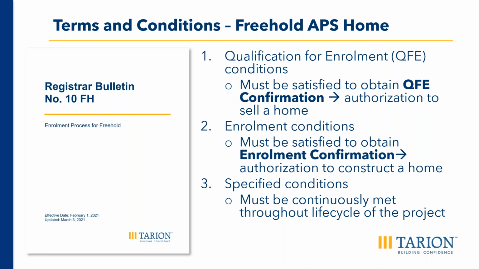The life cycle of a project for a freehold agreement of purchase and sale home is from the time the conditions are accepted by the vendor up until the home is closed with title transferred to the purchaser, which is the warranty start date. Once you satisfy those conditions, Tarion will issue a written confirmation, QFE confirmation, before you can commence sales, and that is to offer or agree to sell a home. A second written confirmation, enrollment confirmation, will be issued before you can commence construction.